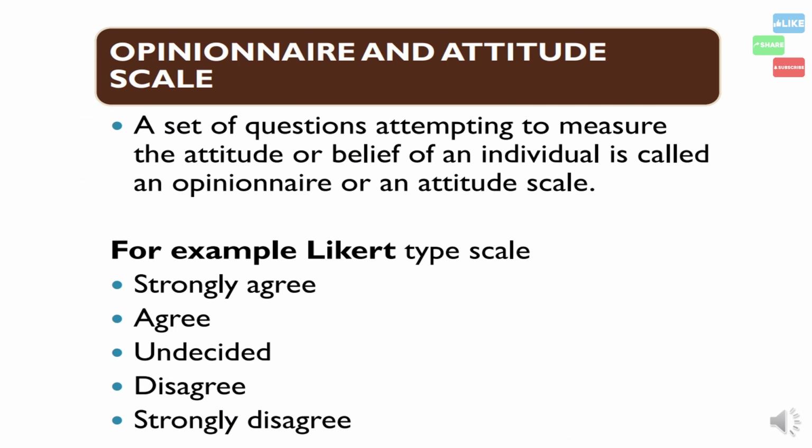Now there is the opinionnaire and attitude scale. A set of questions attempting to measure the attitude or belief of an individual is called an opinionnaire or an attitude scale. For example, a Likert type scale includes four or five options, like strongly agree, undecided, disagree, or strongly disagree to the statement.